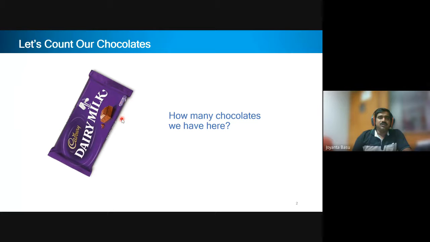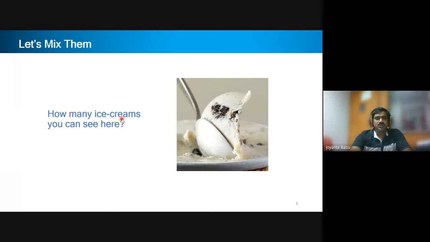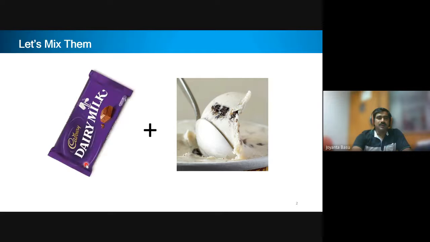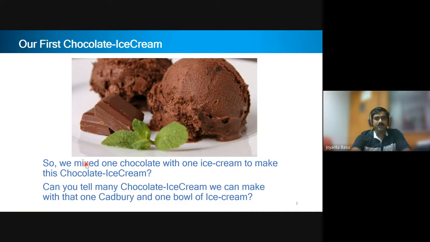Okay, so let's count our chocolates. How many chocolates we have here? Only one. Okay, so how many ice creams we have? Only one. Okay, but if we can mix chocolate and ice cream, can we mix them? Okay, let's mix them and we will prepare. So after mixing, we mixed one chocolate and one ice cream to make a chocolate ice cream.